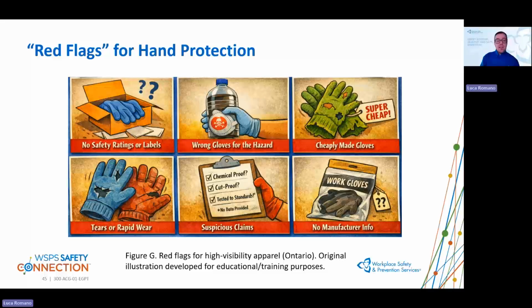If there are suspicious claims being made, indicating that it can protect from every type of hazard under the sun without any proof of documentation, or it being tested against different parameters and certified against different standards, that should be a red flag. And if there's no traceability, or you can't identify who the manufacturer is or was, or that information isn't forthcoming, or it's being safeguarded, then that should be looked at.